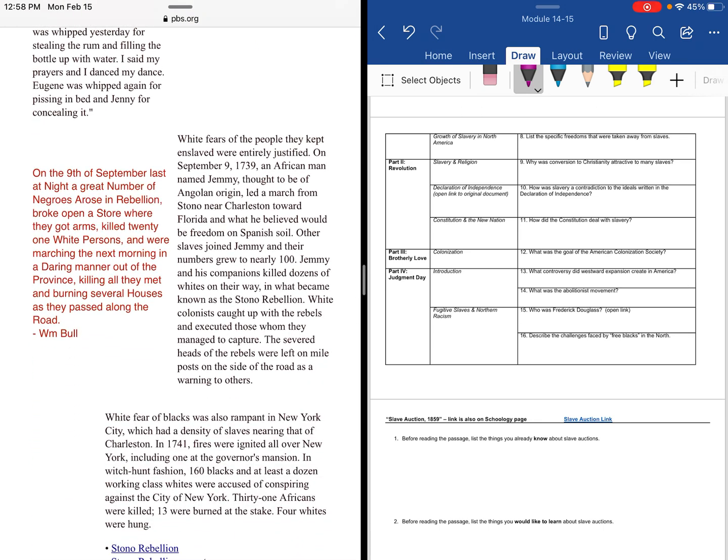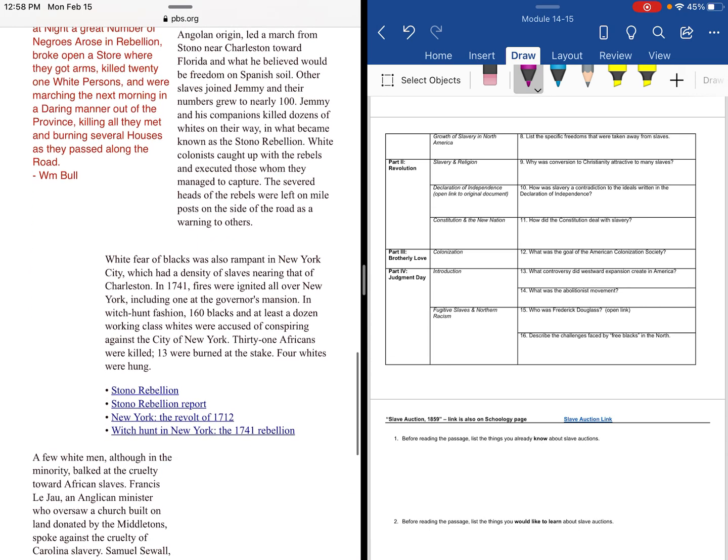White fears of the people they kept enslaved were entirely justified. On September 9th, 1739, an African man named Jemmy, thought to be of Angolan origin, led a march from Stono near Charleston toward Florida and what he believed would be freedom on Spanish soil. Other slaves joined Jemmy, and their numbers grew to nearly 100. Jemmy and his companions killed dozens of whites on their way in what became known as the Stono Rebellion. White colonists caught up with the rebels and executed those whom they managed to capture. The severed heads of the rebels were left on mileposts on the side of the road as a warning to others.